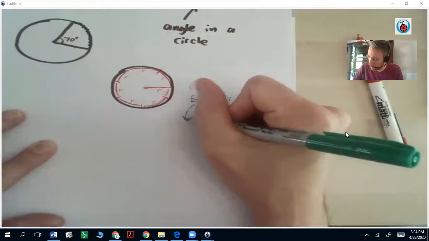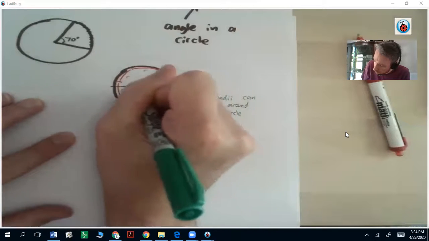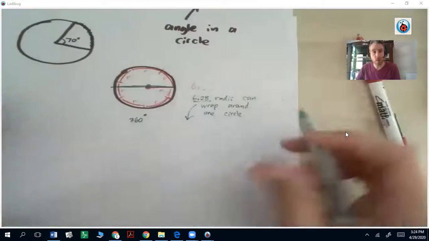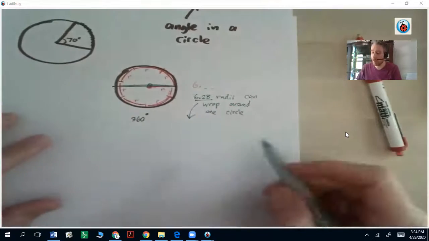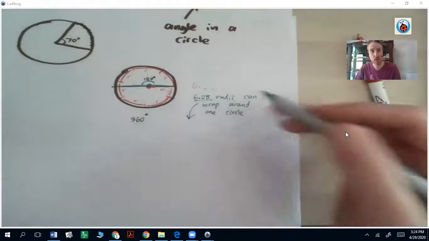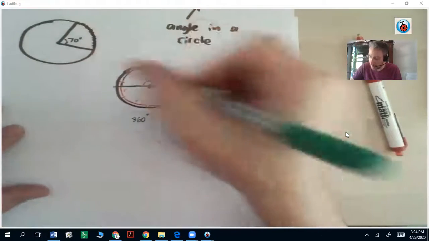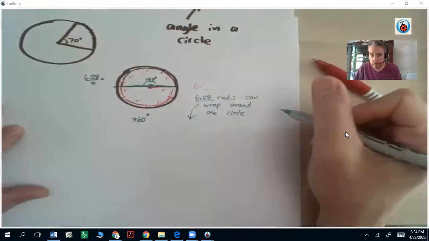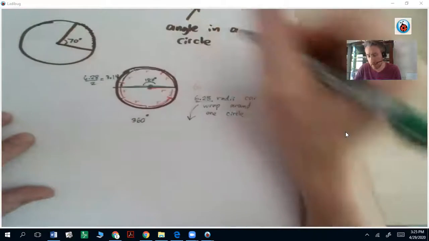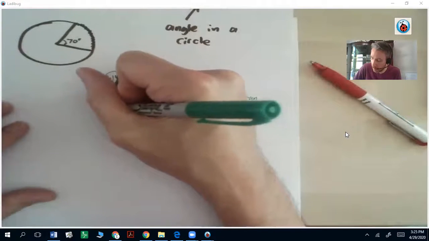Now I want you to look at this 6.28. I can wrap 6.28 radii around one circle. And think about half the circle. All right, one circle is 360 degrees, or approximately 6.28 radii. Half the circle, that's 180 degrees. So I would expect that half of 6.28 would be the amount of radii that I can wrap around this circle. So 3 radii and a little bit more. Well, what is half of 6.28? Half of 6 is 3, half of 28 is 14. Should be about 3.14. Does that number ring a bell to you? It should, because this number represents approximately the value of pi.